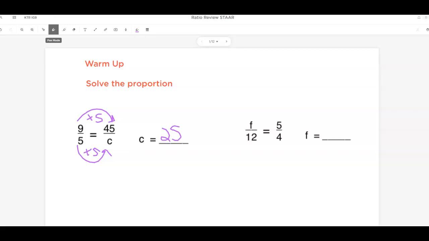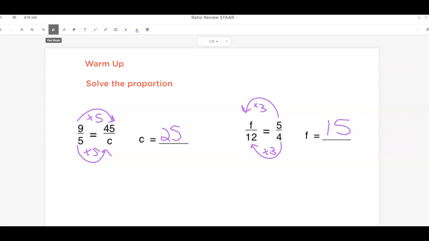All right, let's see. Scale factor, we gotta go from 4 to 12. What am I multiplying by? Times 3 on the bottom, times 3 on the top. 15. Okay.